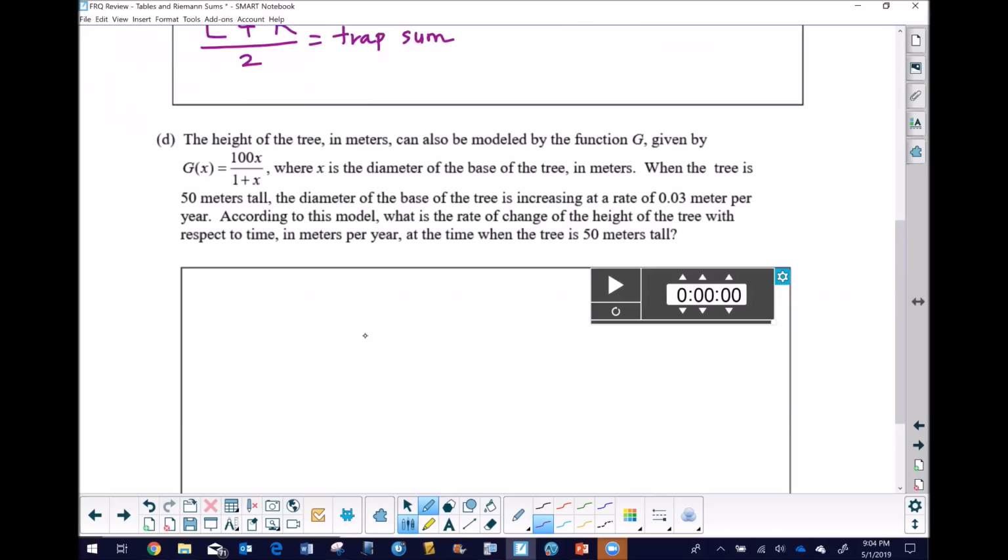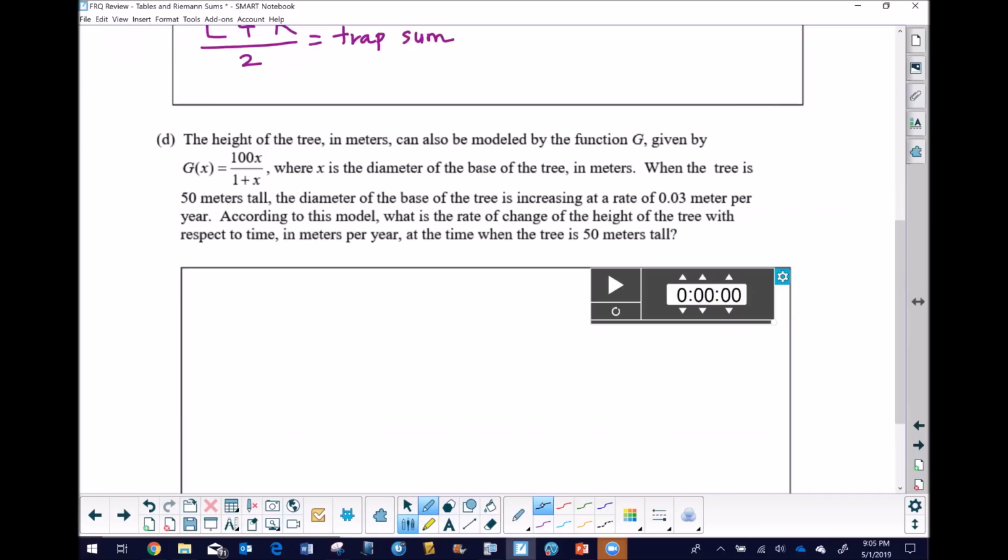But now it says we got the height of the tree in meters that can be modeled by the function g given by this guy. X is the diameter of the base. The tree is 50 meters tall. The diameter of the base of the tree is increasing at a rate of 0.03 meters per year. According to the model, what is the rate of change of the height of the tree with respect to time when the tree is 50 meters tall?